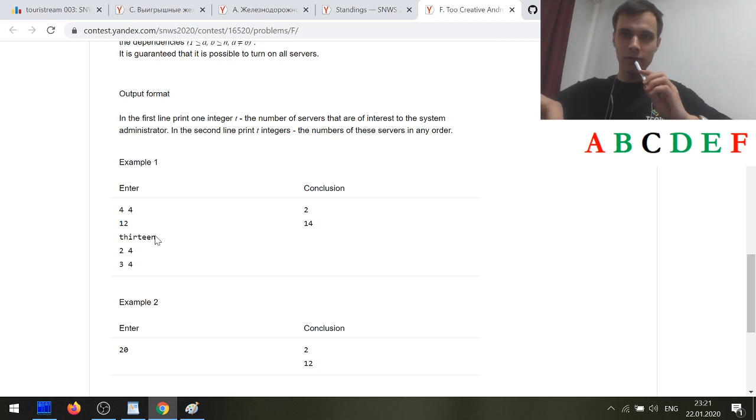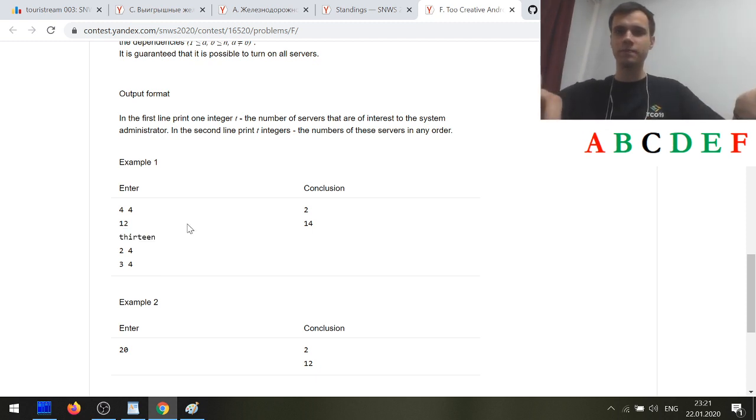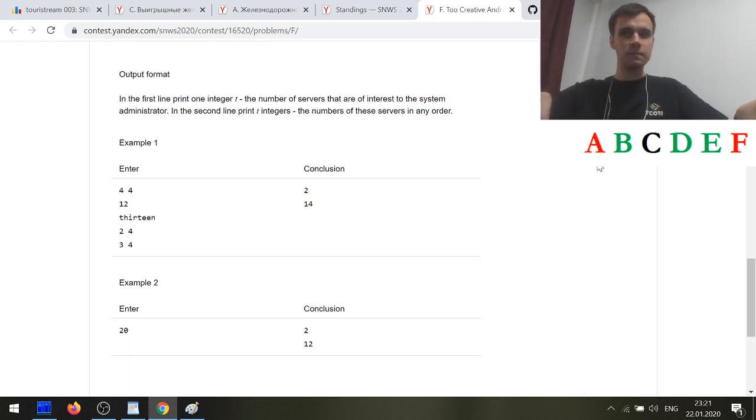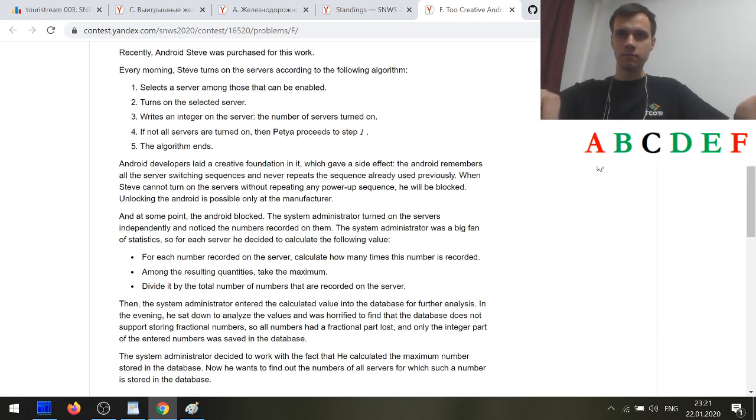Oh, we found another Easter egg. Turns out it's not only 11, it's also 13, but 12 is just 1, 2 for some reason. Yeah, the problem statement is quite complicated. Right, okay.